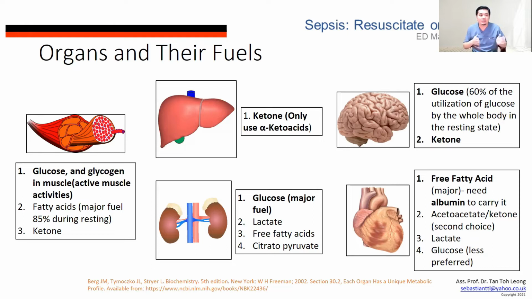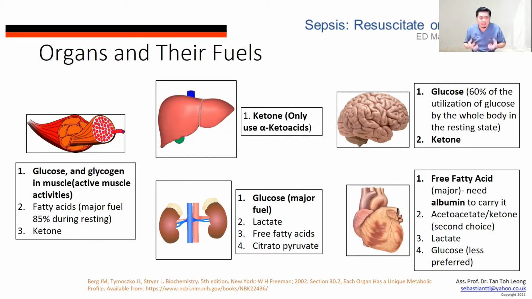So now you see, there is muscle. Muscle usually uses glucose or glycogen when we are in active exercise or in sepsis. We use a lot of glucose and glycogen to maintain muscle vitality. However, in resting time, we use fatty acid and ketone. But the liver only uses ketone. They don't use glucose, even in sepsis, they only use ketone itself. So ketone is the main fuel for the liver.